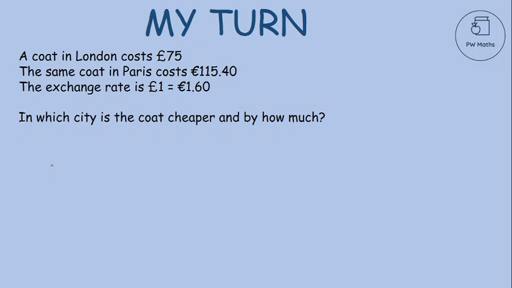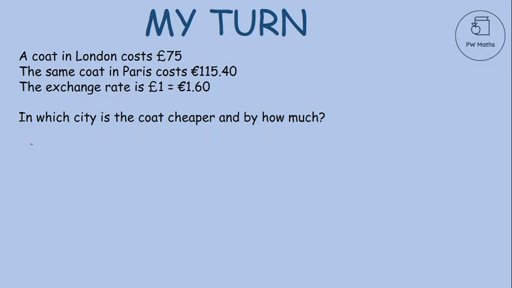I've got a coat in London that costs £75. The same coat in Paris costs €115.40. The exchange rate is that for every pound we're going to be given €1.60. And the question asks us in which city is the coat cheaper and by how much.